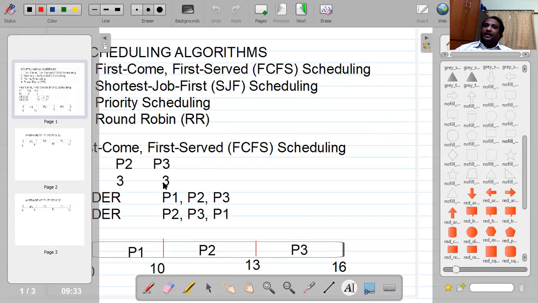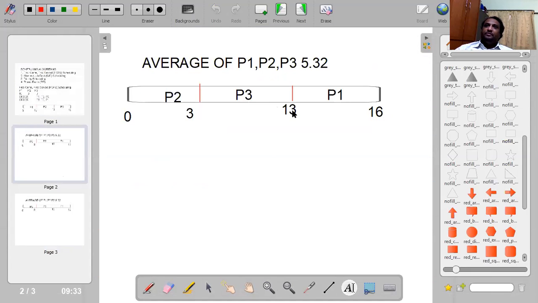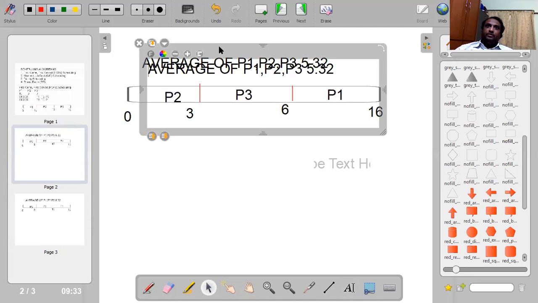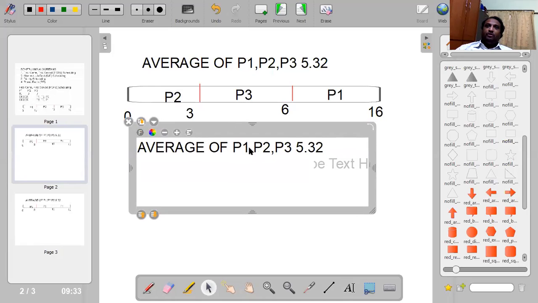3. Again, 3 seconds. So, 3 plus 3? 6. 6 seconds. Then P1 is going to start. P1 is going to take how many seconds? 10 seconds. It is going to finish up. No problem. Now, we take the average waiting time of the processes.